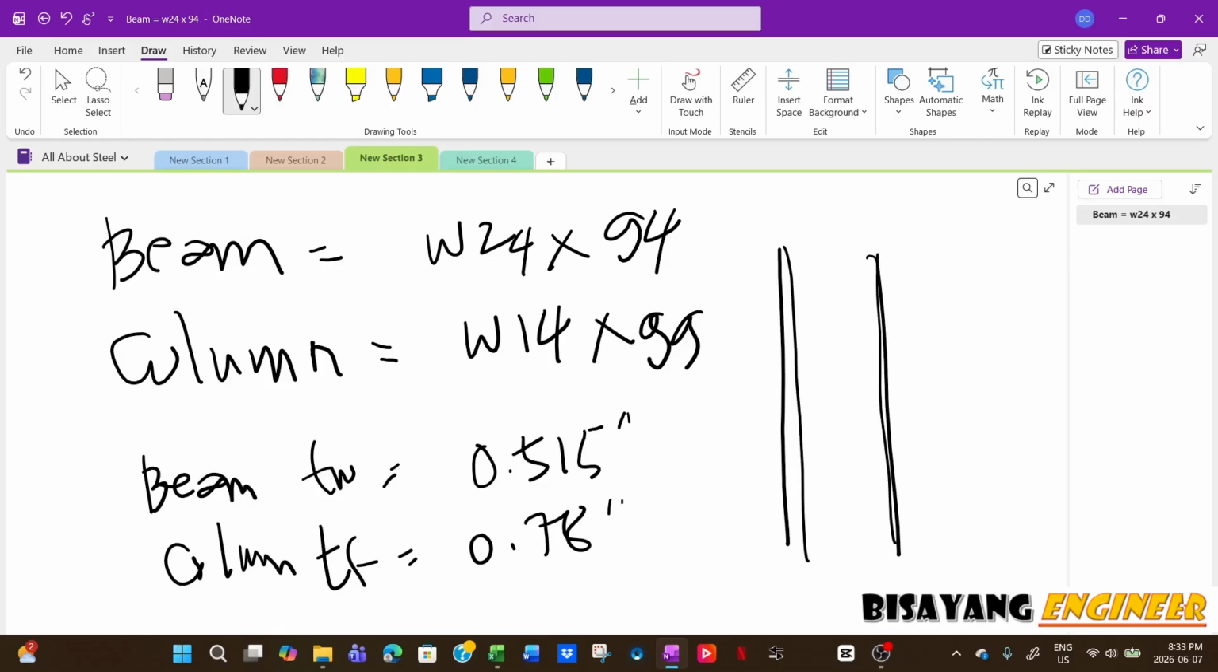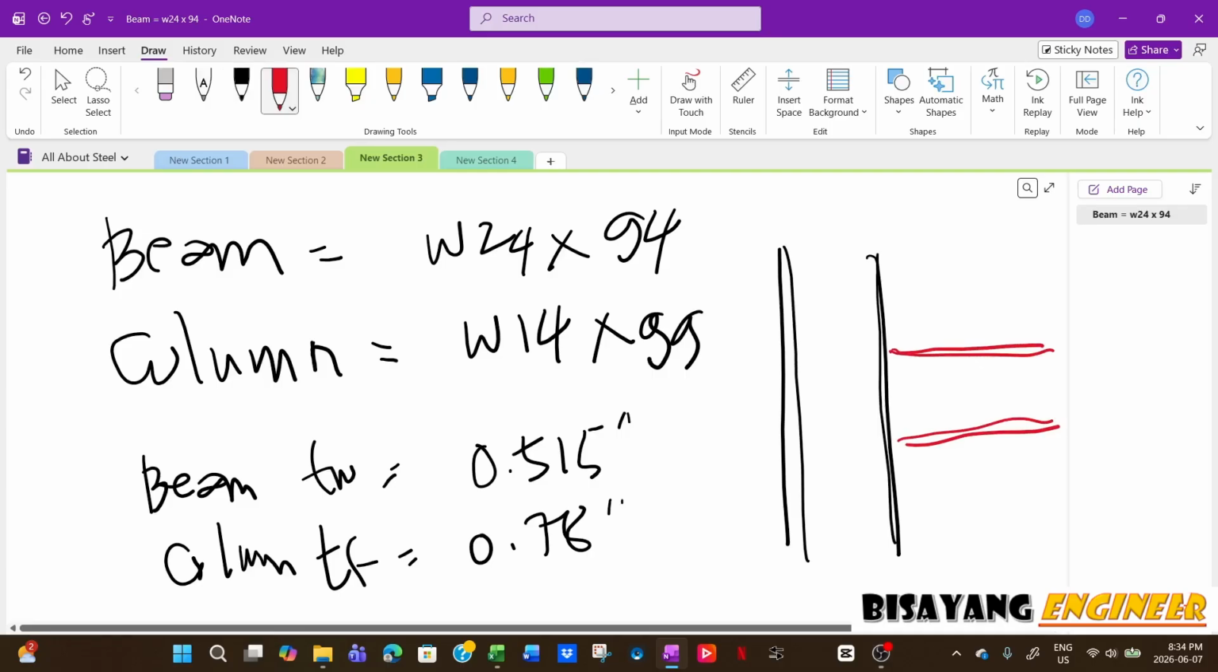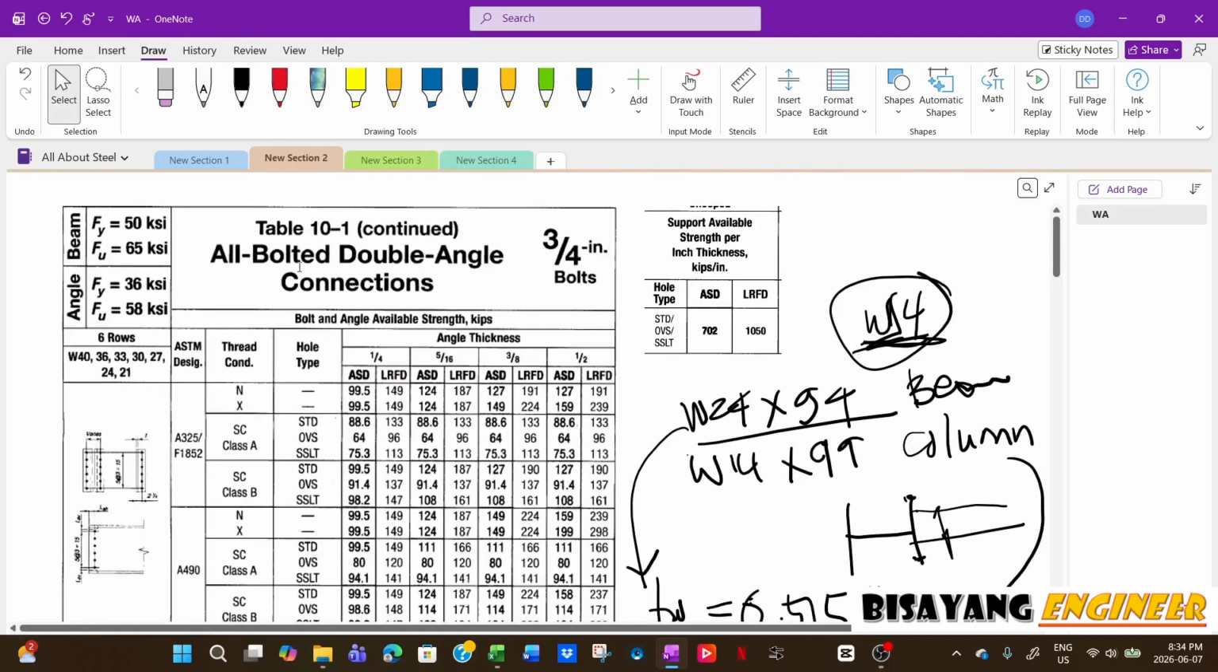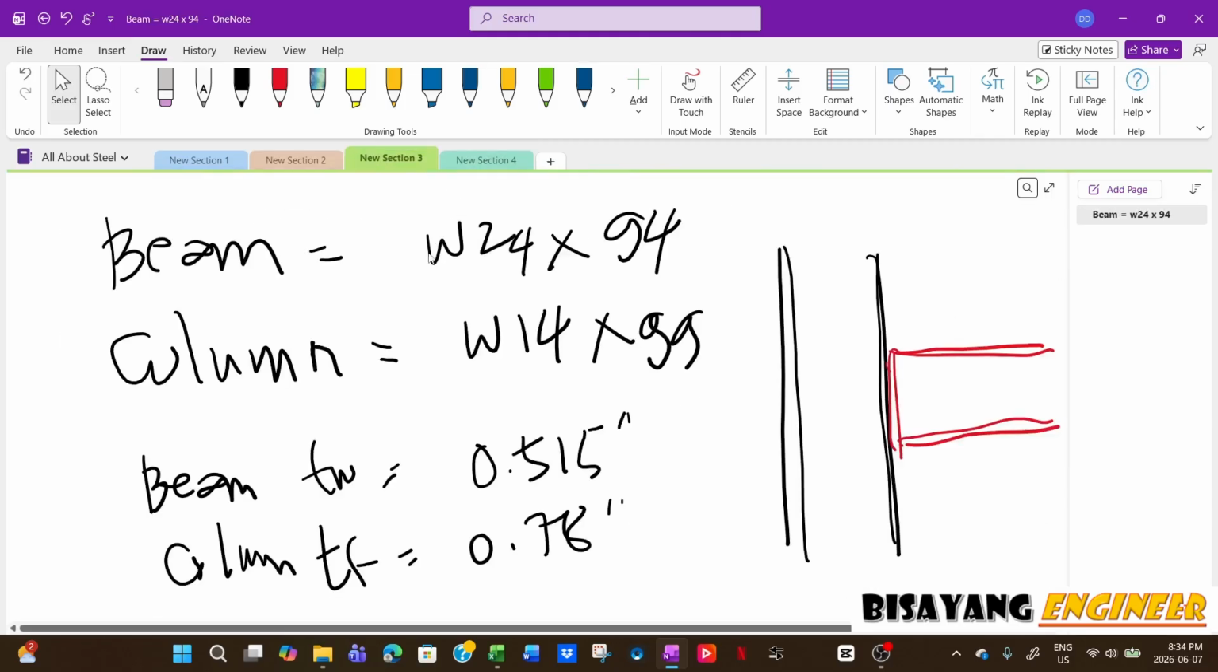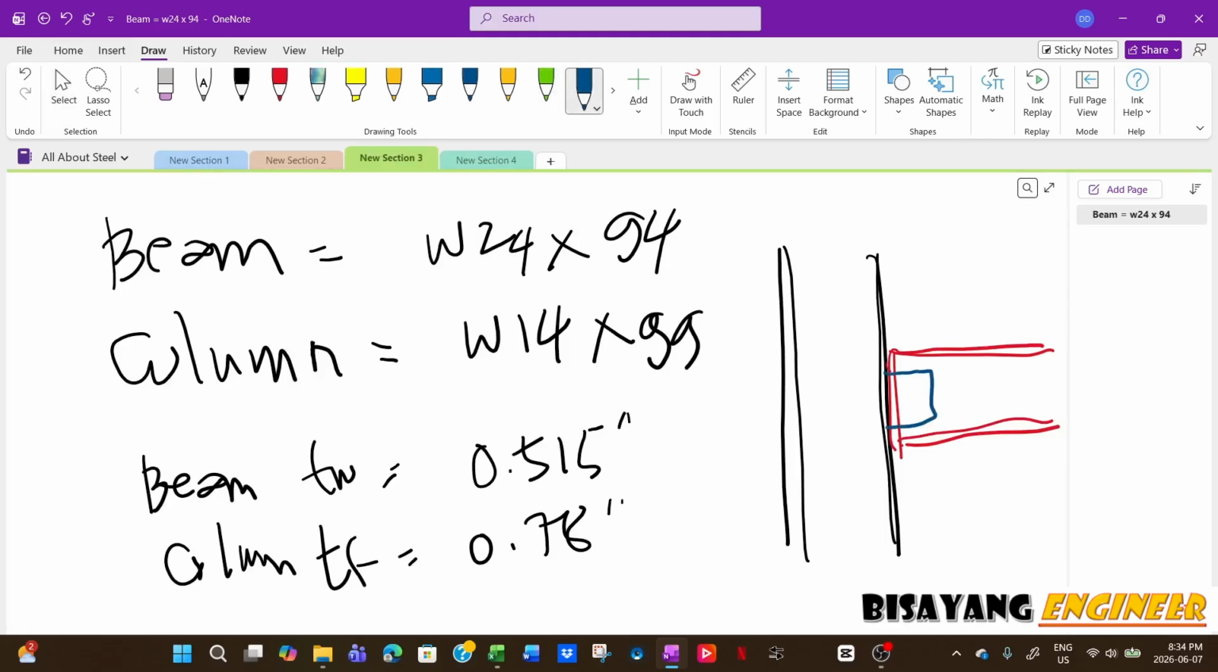right? So if that's the column, and then this is the beam right here. And then the connection you need is the table that is all bolted double angle. So that is all bolted double angle. So this is your angle here, like that. So it will be bolted here and then bolted also right there. So this is a shear connection.